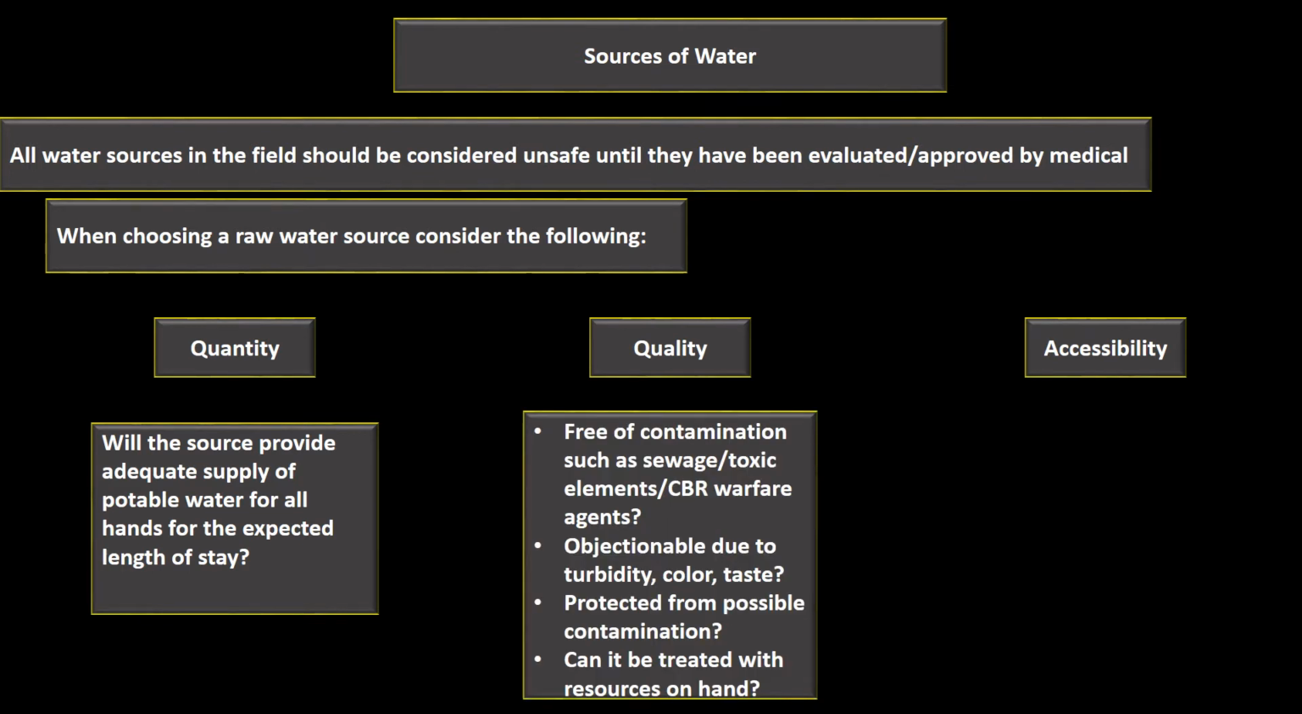Quality. We want to make sure that the water is free of contamination like sewage or toxic elements or chemical, biological, or radiological warfare agents. We've got to ask, is this water going to be objectionable? Are people going to not drink it? Although it's not contaminated, it might be turbid, or it might have an odd color to it or a foul taste. Is it protected from possible contamination? And can it be treated with the resources on hand?